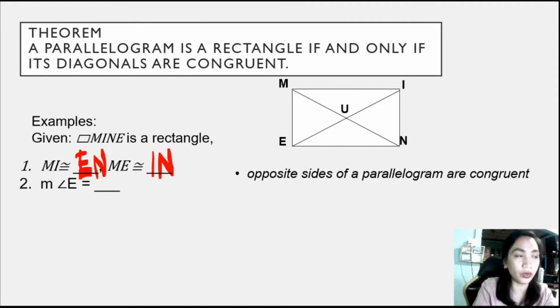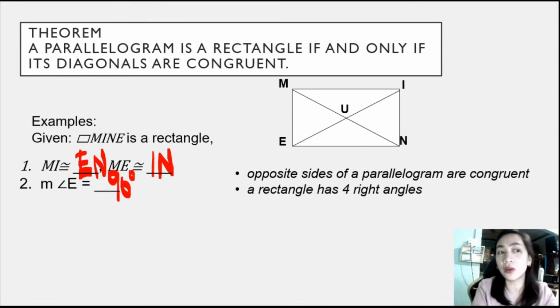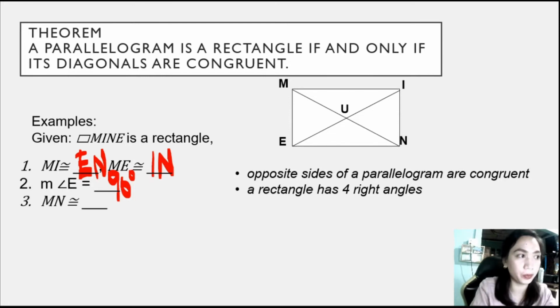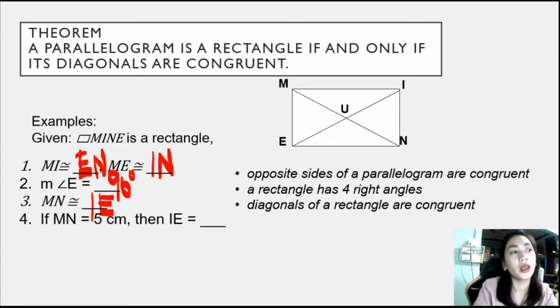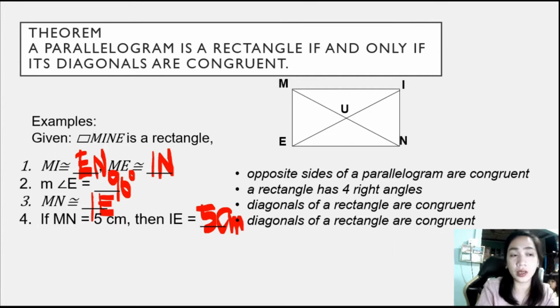Next, number 2. For number 2, you have angle E is equal to, okay, the answer is 90 degrees, because a rectangle has 4 right angles. Number 3, MN is congruent to, okay, that is IE, because diagonals of a rectangle are congruent. Number 4, if MN is 5 cm, then IE is also 5 cm. The reason is the diagonals of a rectangle are congruent.